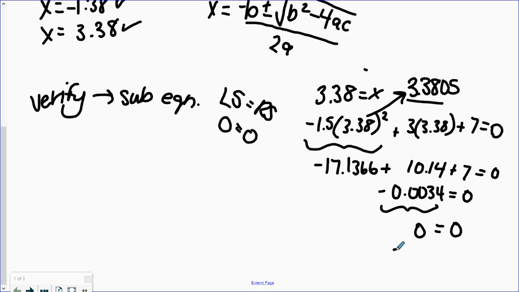If I got something like 7.0034 equal to 0, no, that's not true. 7 is not equal to 0, but almost 0 is pretty much equal to 0. It's just from those rounded values.